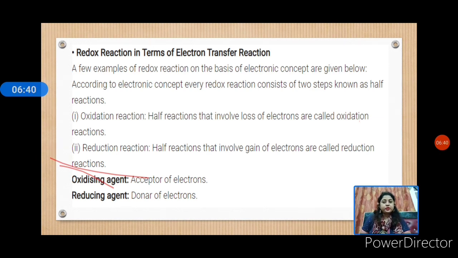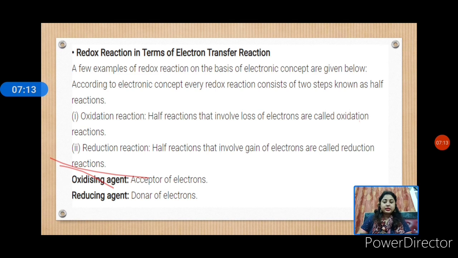Let's see the modern concept of oxidation and reduction. Actually, two useful concepts for interpreting redox reactions have been developed. These are number 1, the electronic concept, and number 2, the oxidation number concept. The electronic concept is applicable when the reactants are ionic in nature, while the oxidation number concept is applicable to both ionic and non-ionic reactants.